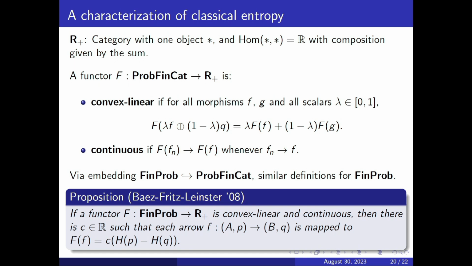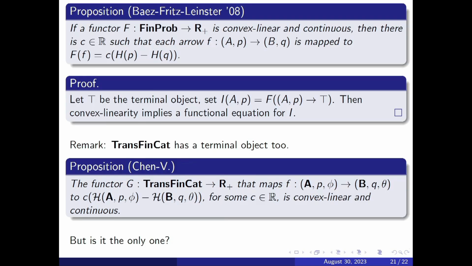And what our proposition before shows is that indeed the functor that is given by the categorical entropy is also convex, linear, and continuous. So you're tempted to say, okay, maybe this is the only convex, linear, and continuous functor of this form. But well, we don't have a result of that kind. I think this is where things fail.